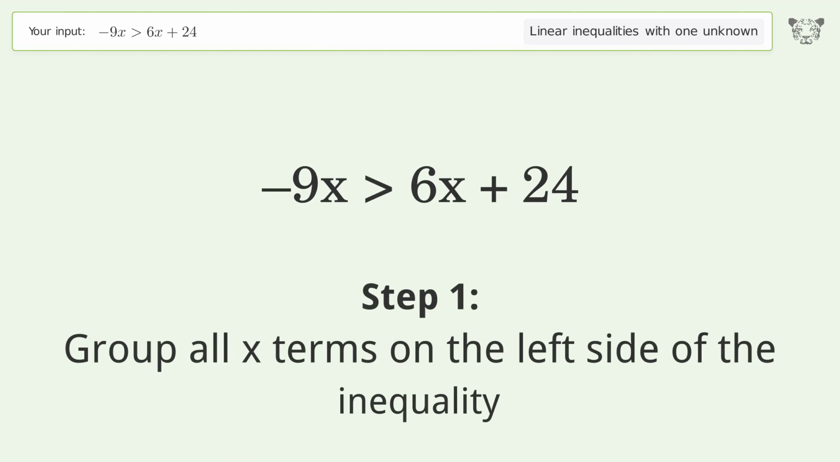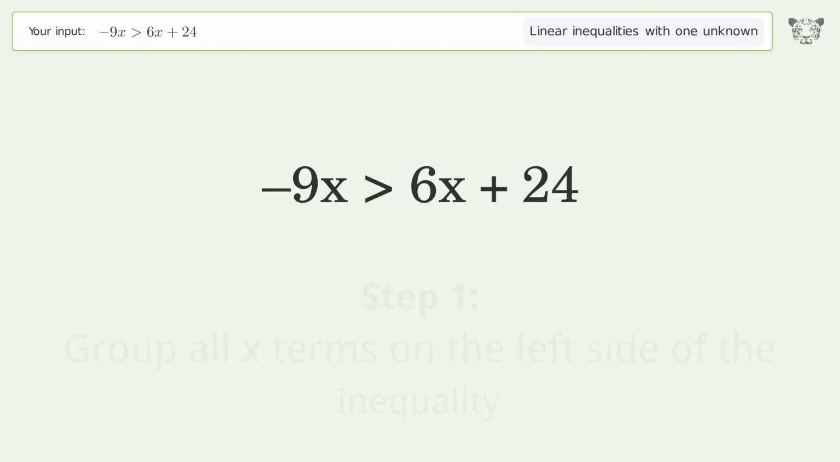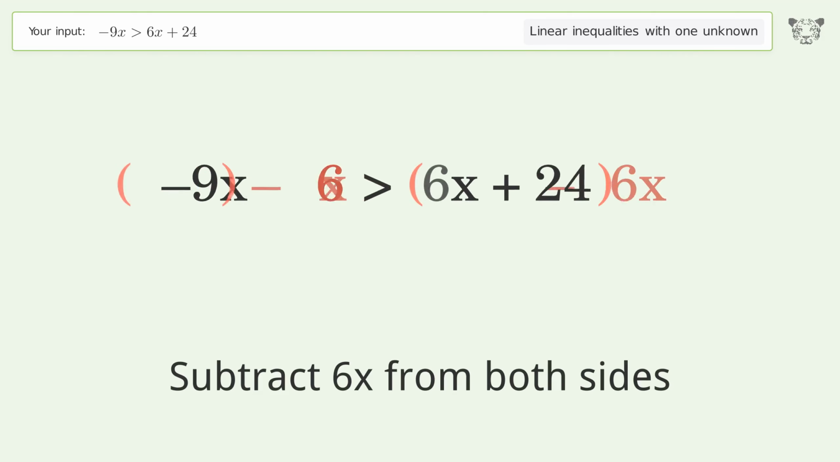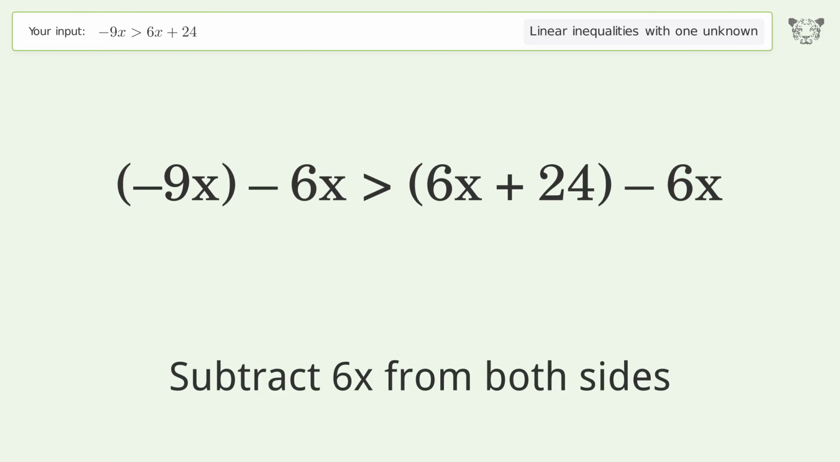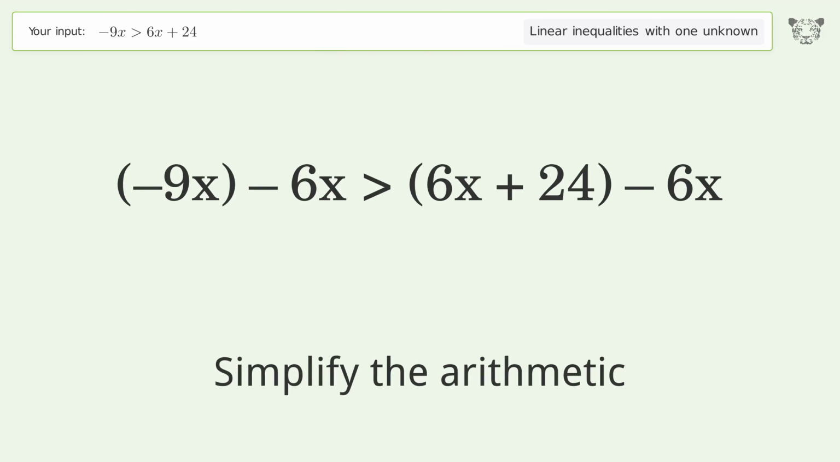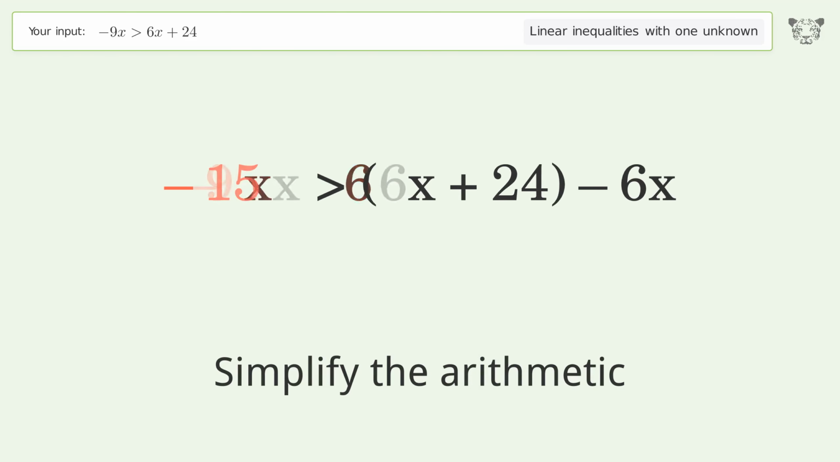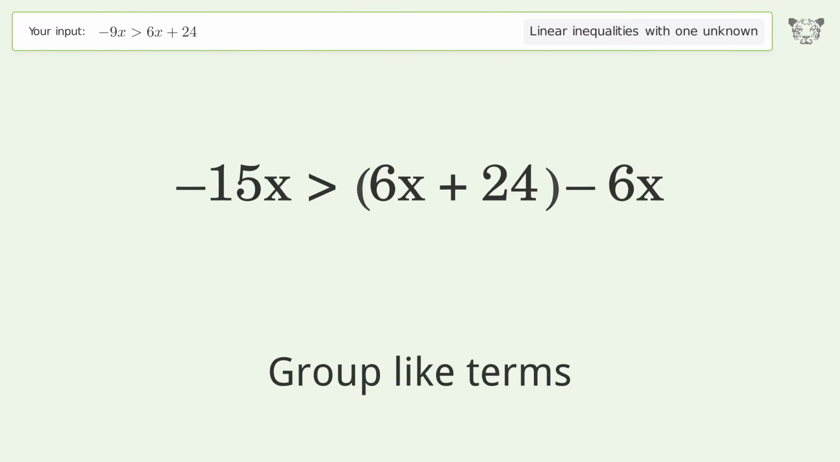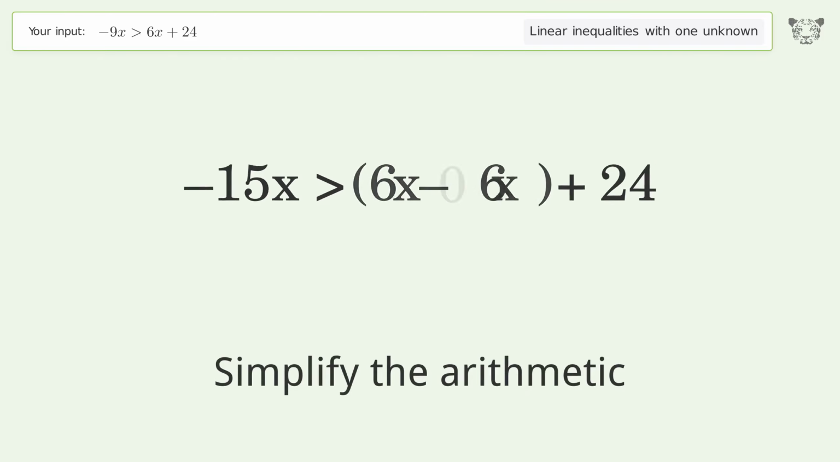Group all x terms on the left side of the inequality. Subtract 6x from both sides. Simplify the arithmetic. Group like terms. Simplify the arithmetic.